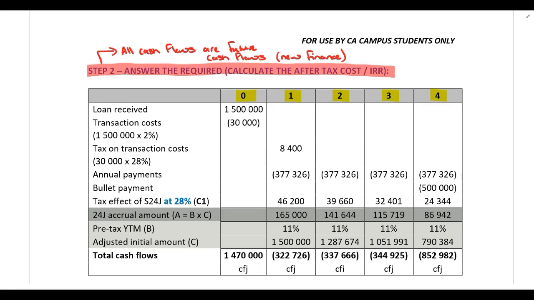Now, what I recommend you do, in step 1, we calculated all of our cash flows. First, input all of your cash flows onto the table. So we know initially when the company enters into the loan agreement, we have an inflow of 1.5 million. We have a bullet payment at the end of year 4, and we also have equal payments throughout the loan period, or equal annual payments made up of interest and capital. So those are all of your cash flows from step 1. Include all of those cash flows in the table. Then, in step 1, we ignored tax and transaction costs. Now, you just need to take tax and transaction costs into account.